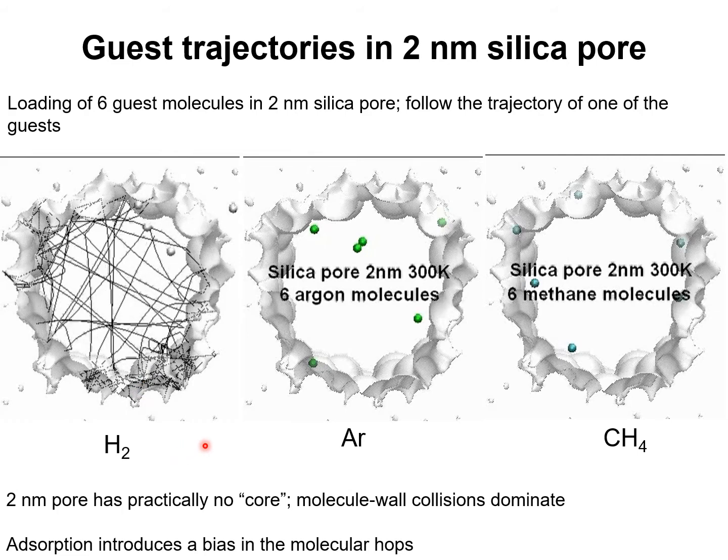collides with the wall. This is for hydrogen, and we see that the hydrogen molecules collide with a rough silica surface and experience a random trajectory, and the angle of incidence when a molecule of hydrogen strikes the wall bears no relation to the angle at which it gets reflected from the pore walls.